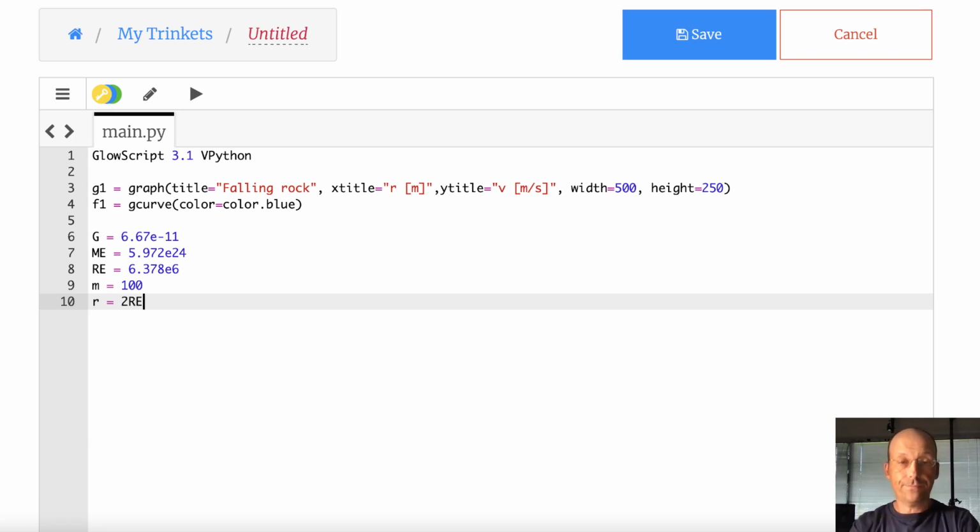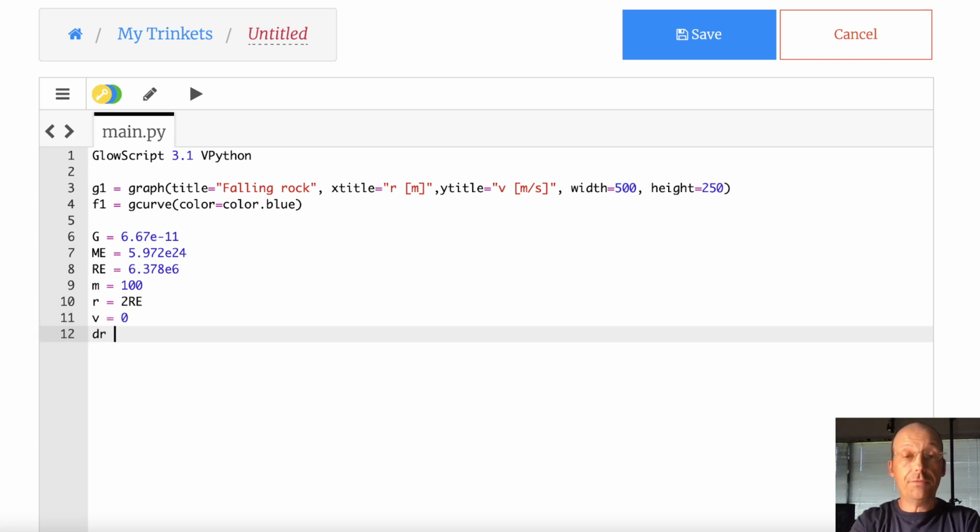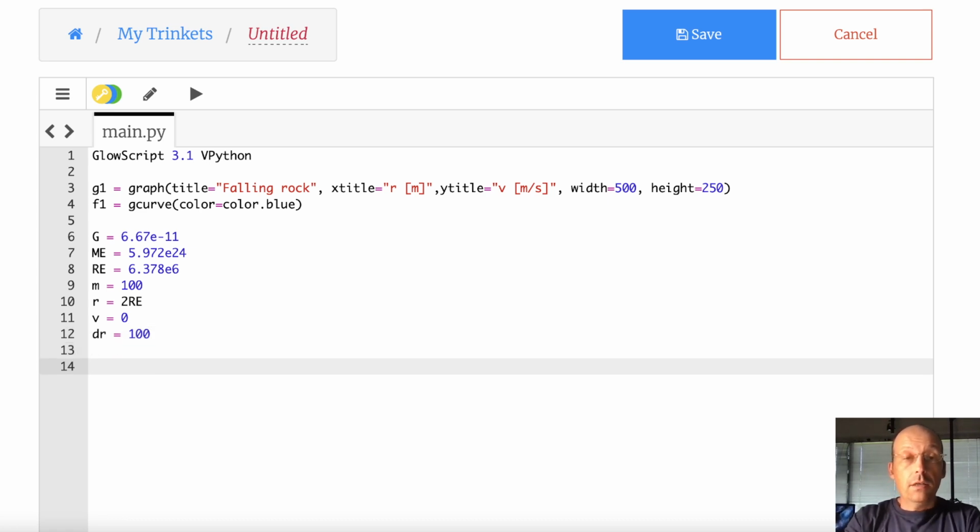That's where it's starting. I need to also start with an initial velocity. So I'm just going to say V equals 0. I need my step size, dr equals 100. I said that. 100 meters. Okay. So now let's do this. While r is greater than RE. So I'm going to keep moving until we get to the surface of the Earth.